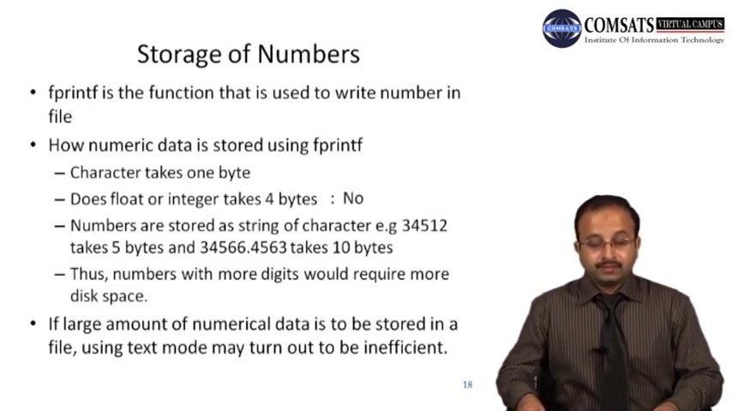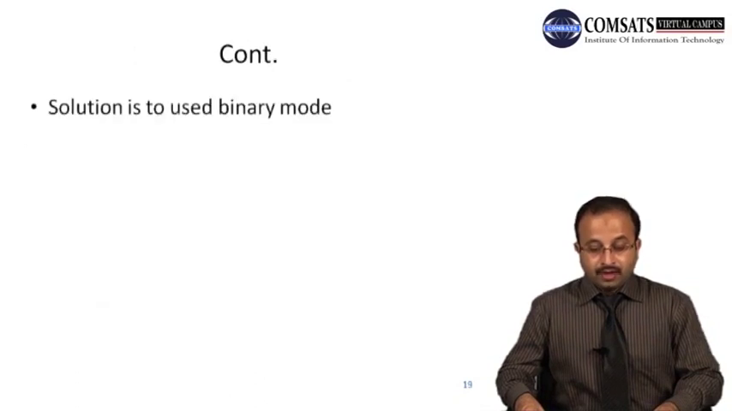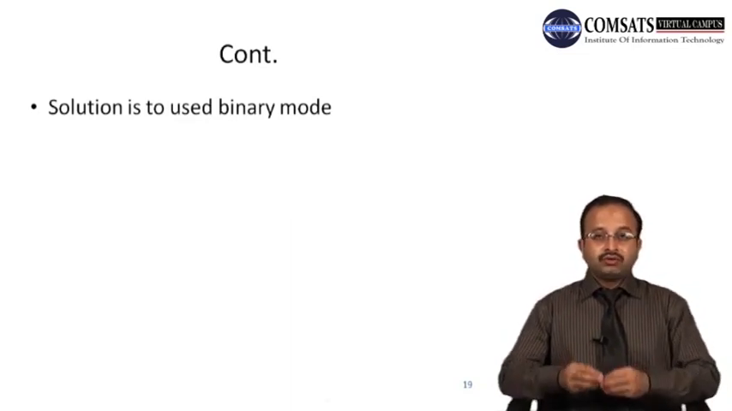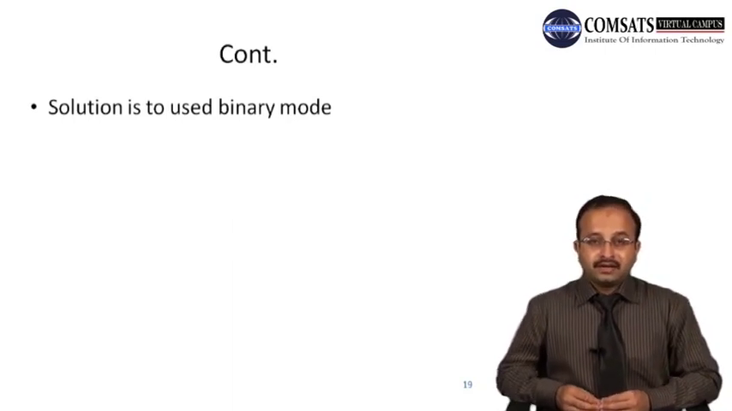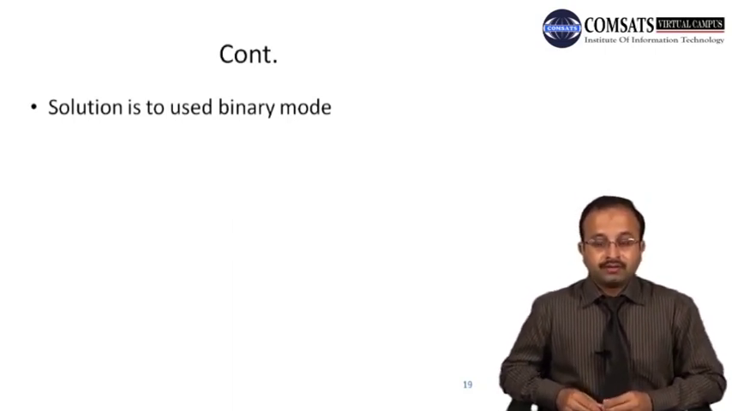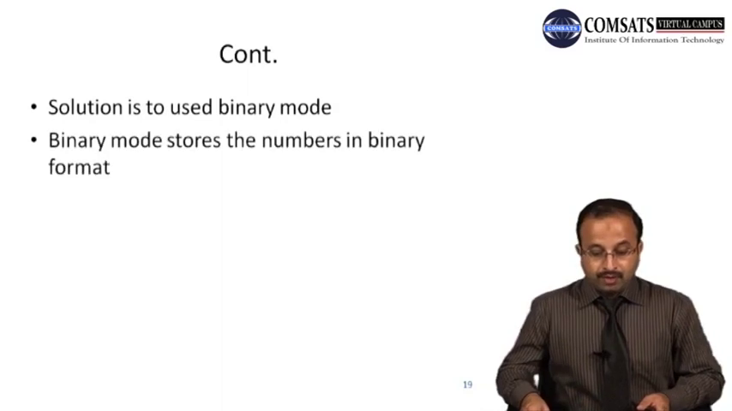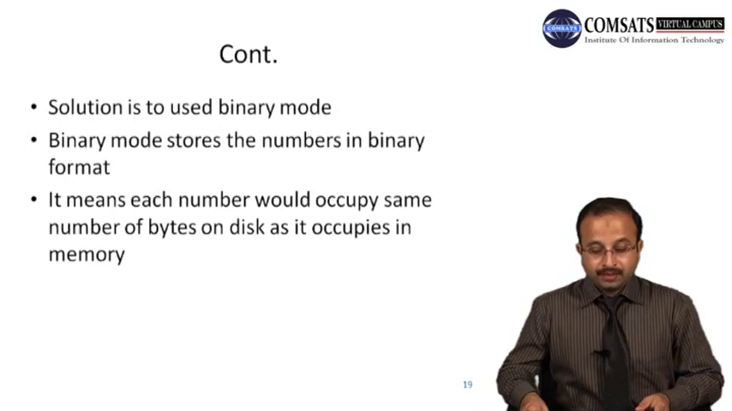So that is the third difference, how the number can be stored in a text file. Now let's see how the number can be stored in a binary file. To avoid storing the number as characters in a file, the solution is to use a binary file. Binary mode stores the number in binary format. It means each number occupies the same number of bytes on disk as it occupies in memory.